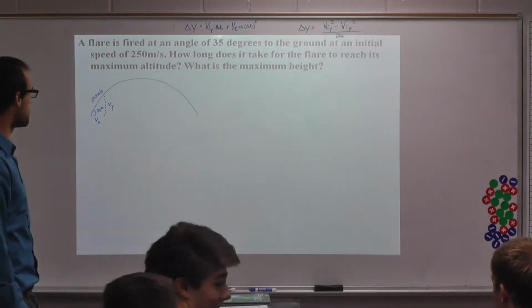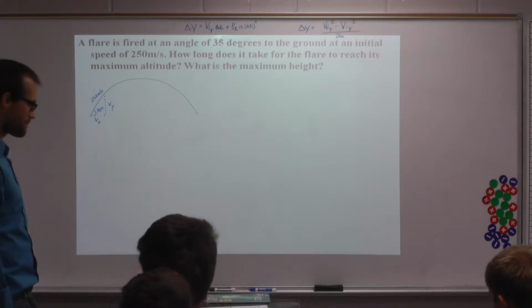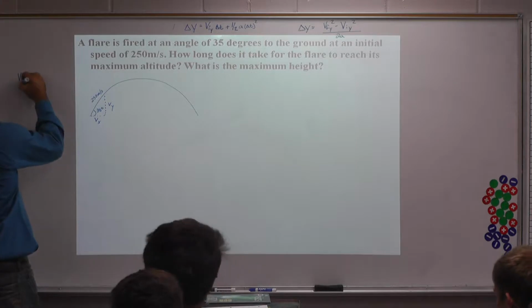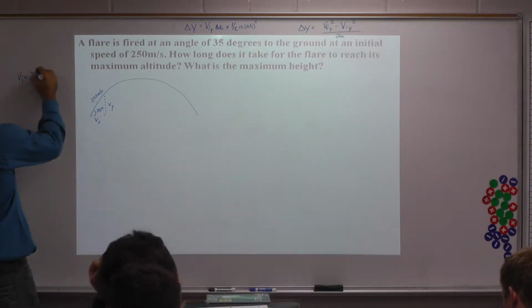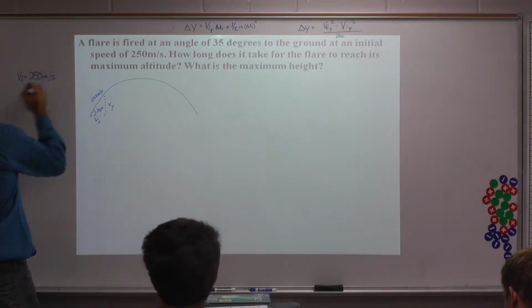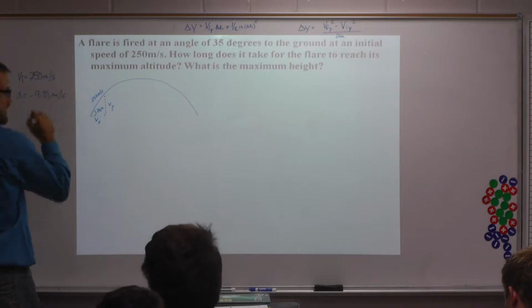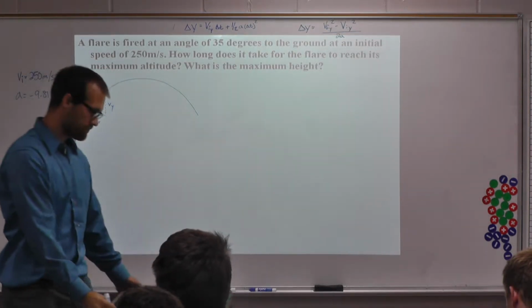Okay? So let's do this. That's pretty much all the information they gave us, didn't they? Do we have 9.81 meters per second squared? Yeah. So let's write it down. We know VI. Now I didn't put VIX or VIY, I just had VI. And we know acceleration is negative 9.81. And they really didn't give us anything else, did they? No. Oh, it just wants the maximum height.